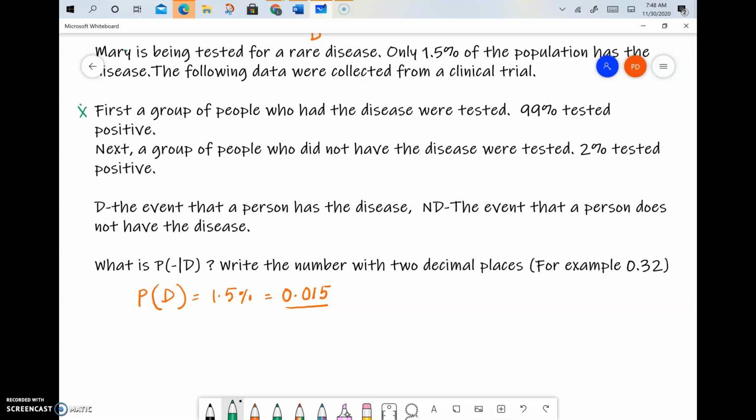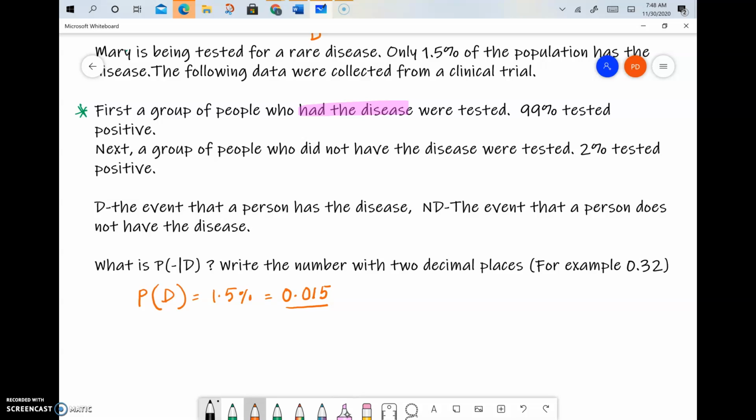Next, we are reading the third sentence here. First, a group of people who had the disease were tested. So what do we know about this group of people? That they had the disease and they were tested. So we know that they have the disease. And why is that important? Because when we say 99% tested positive, we are referring to this group of people who already have the disease.